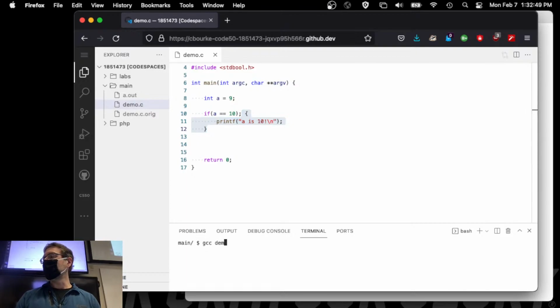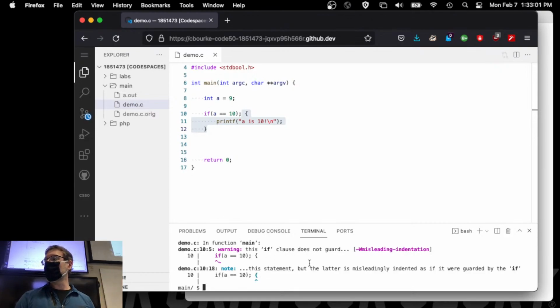Let's go ahead and do our trick again. gcc demo.c. What was that flag that I was using all last week, the W all flag, the warnings, turn them all on. And now what do I get? This nice message that says, did you really mean to do that, right? This if is bound to nothing. In fact, that's what it says: if clause does not guard. It's saying that this if condition is not attached to any body, right? You're literally saying, if a is equal to 10, do nothing. Did you really mean to do that?